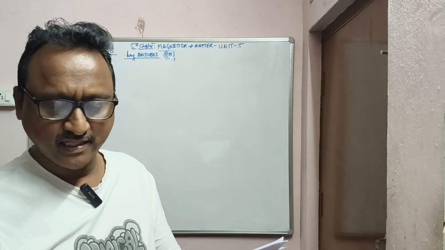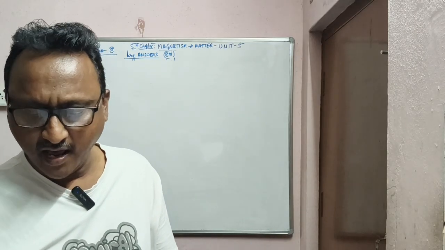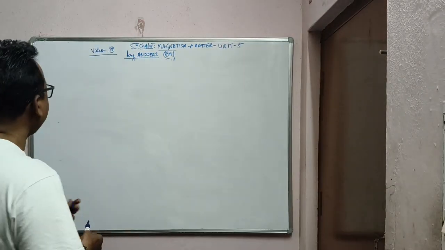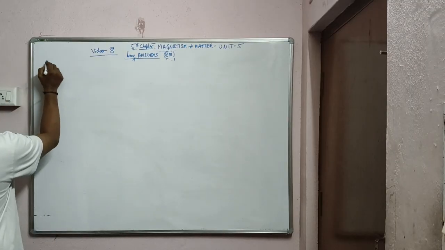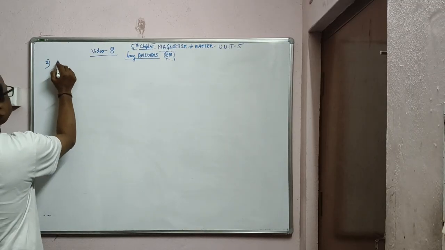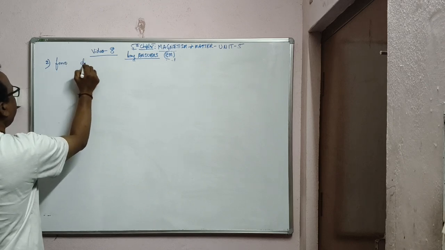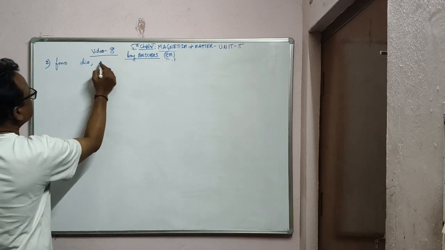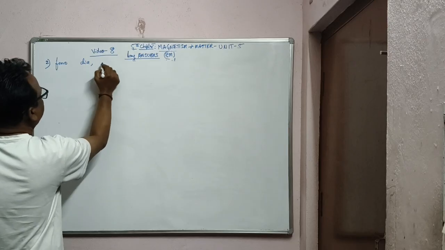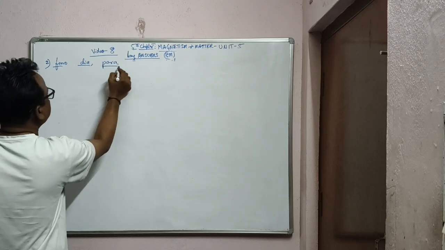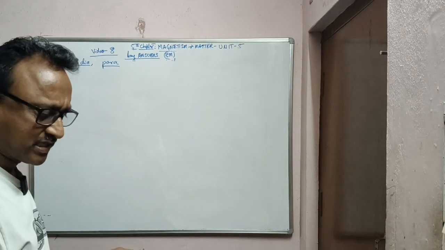Last question, explain the properties of dia, para and ferro. Already repeated question, and 4 marks for Japan, but I will still tell you. Second question, ferro, dia and para. So he is asking you to explain for 8 marks, so you have to explain for 8 marks.